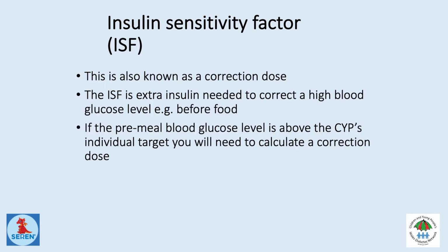Insulin sensitivity factor. This is also known as a correction dose. The ISF is extra insulin needed to correct a high blood glucose level, for example, before food. If the pre-meal blood glucose level is above the young person's individual target, you will need to calculate a correction dose. Again, please refer to the individual healthcare plan.